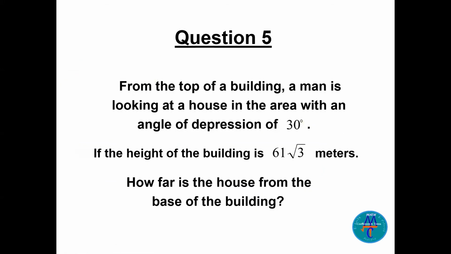Question number 5, from the top of a building, a man is looking at a house in the area with an angle of depression of 30 degrees. If the height of the building is 61 square root of 3 meters, how far is the house from the base of the building?